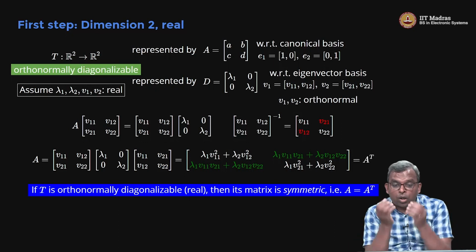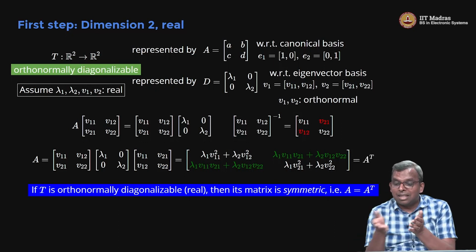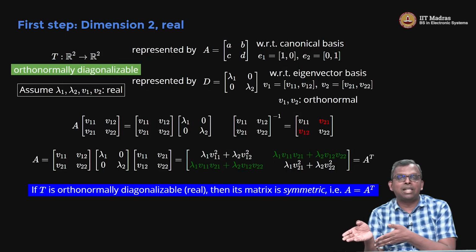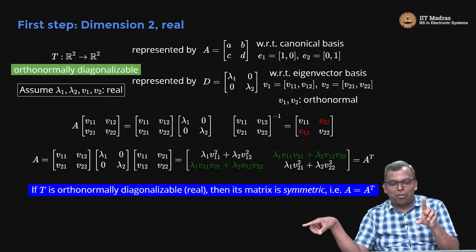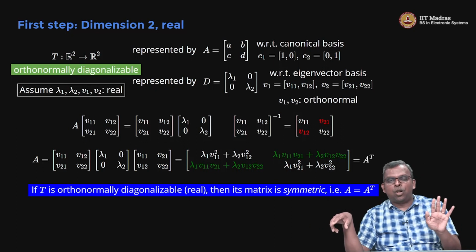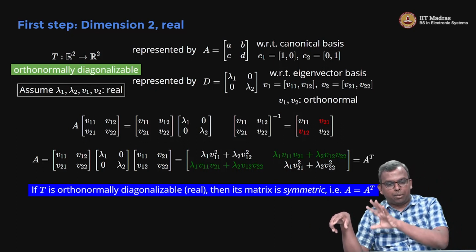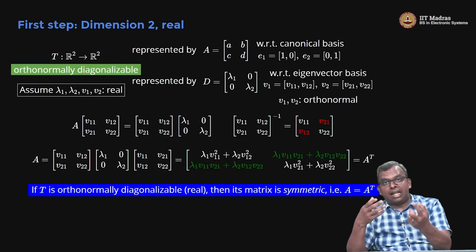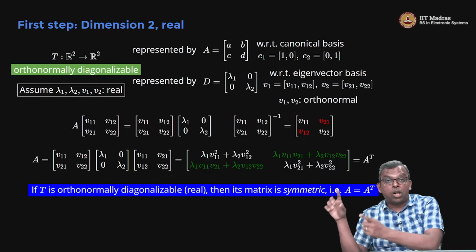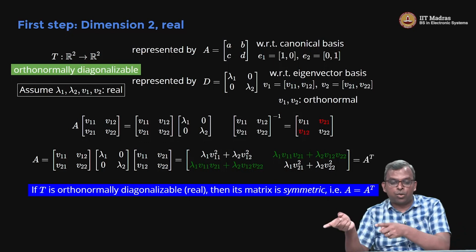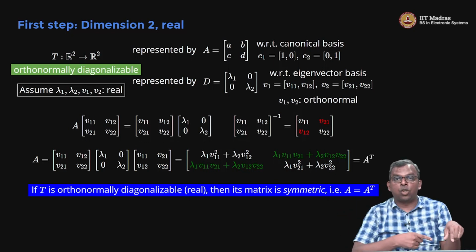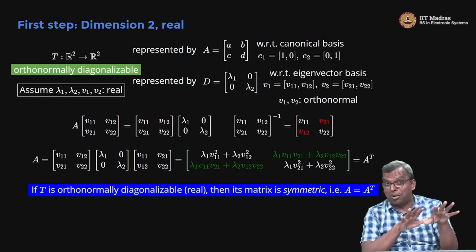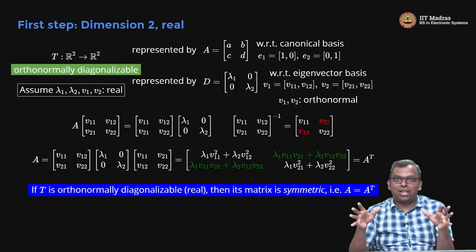Now if you look at A, this is a very easy property to check, A equals A transpose. But notice what we have proven. We have proven only one direction. If your T has an orthonormal eigenvector basis, then the matrix A is symmetric. What about the converse? Is the converse true? If I have a symmetric matrix, then is it true that T is orthonormally diagonalizable? In the R2 case, we are still in the R2 case. That's the question we are going to ask.